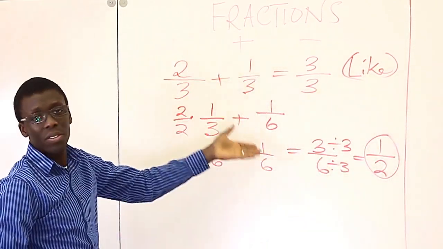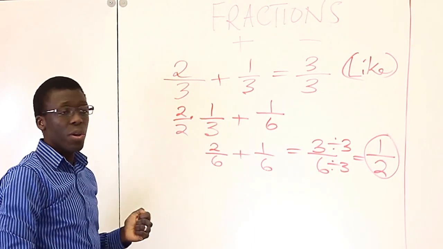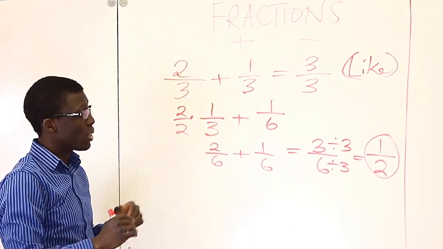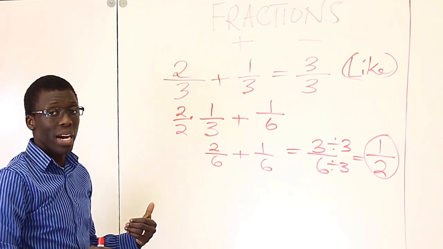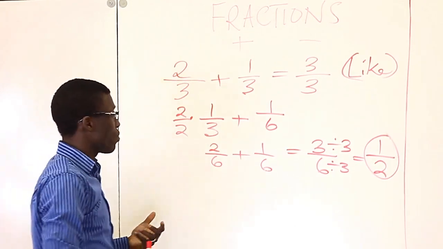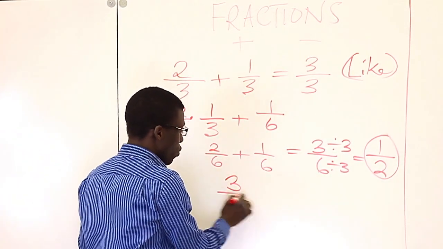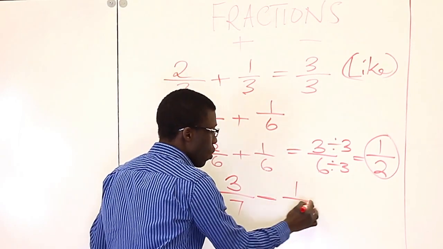Do you see the pattern that we're taking? That's very important, and if you have any questions on that, let me know. If you're subtracting fractions, it's the same thing that happens. You have 3 over 7 minus 1 over 5.